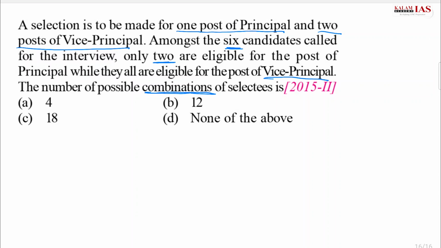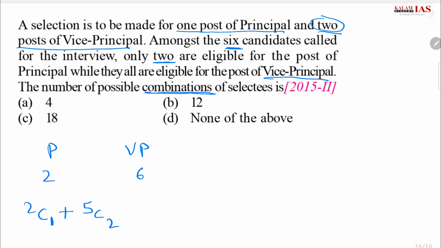Again, formulas are secondary, we need to understand the question. For principal and for vice principal. For principal only 2 people are eligible, and for vice principal all 6 are eligible. Now since 2 are there, so 2C1, out of 2 we have to choose 1 for the post of principal, and if 1 is chosen, 1 is left, so effectively 5 people are eligible for the post of vice principal. Out of these 5 we have to choose two posts, so 5C2.